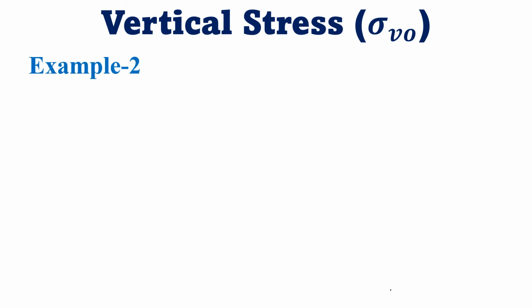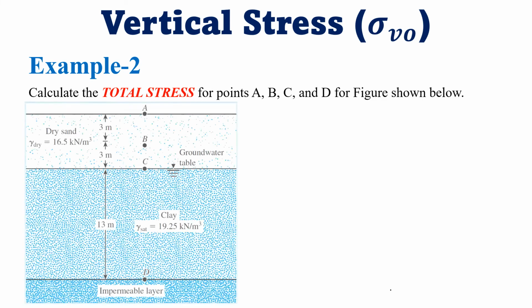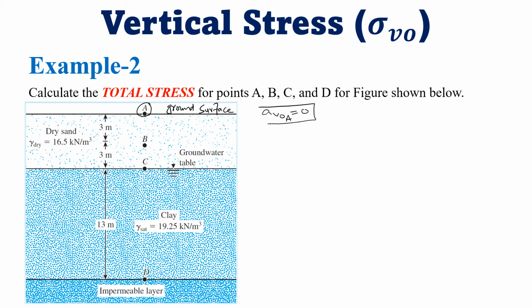So example 2 is a similar question, but here we have to calculate the total stress for points A, B, C, and D in the figure. This figure is given. You can see this is point A. Point A is located at the ground surface. So simply, we will consider that point A is on the ground surface. There is no topsoil over this point, so the total stress will be equal to 0 for point A. We'll write it as sigma V naught at A is equal to 0.